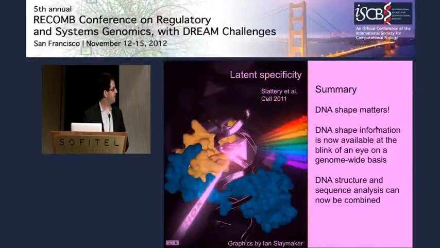And I want to summarize. So this figure here shows again the first story that I showed you, that a Hox protein in cyan needs a cofactor shown in yellow to reach its full binding specificity, which includes a readout of DNA shape or minor groove width. And I hope I convinced you that DNA shape matters. DNA shape information is now available at the blink of an eye on a genome-wide basis. And if you have data sets that you would like us to look at, you're welcome to talk to us. And DNA structure and sequence analysis can now be combined.